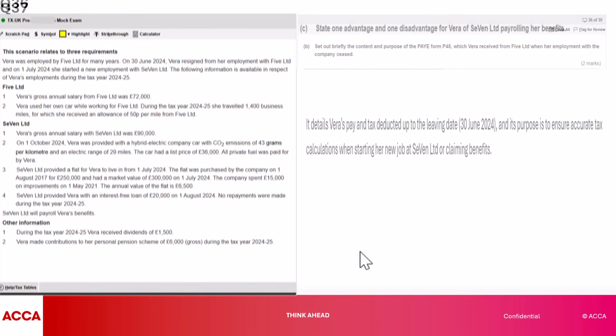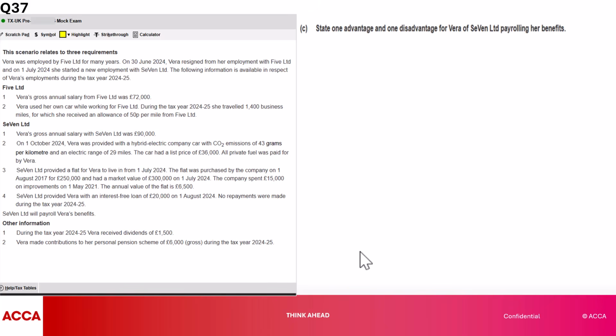I found this question very interesting because most times the student might not think too much about the advantages and disadvantages of payrolling their benefits, which simply means adding their benefits as part of their salary, okay? As opposed to treating them separately and dealing with it later. It's basically captured under the salary amount.